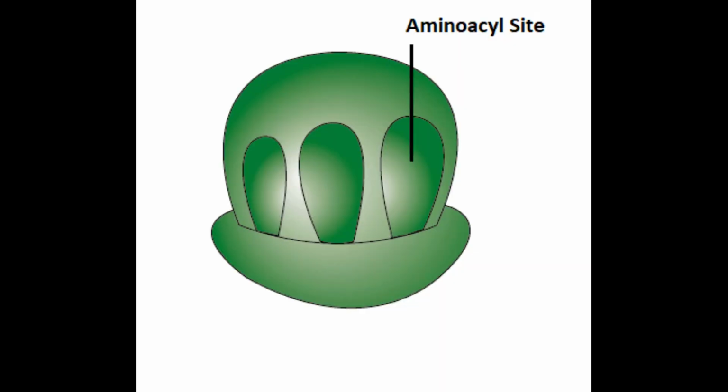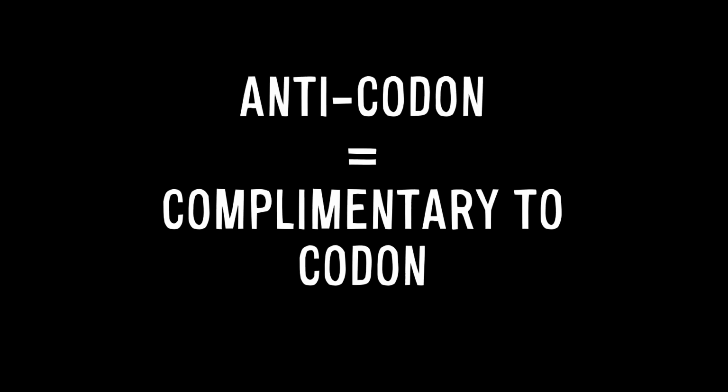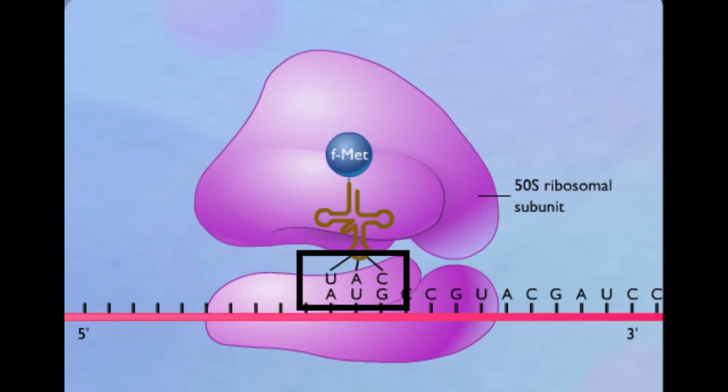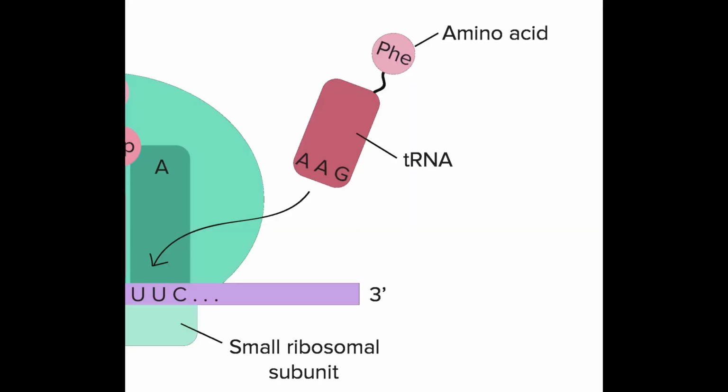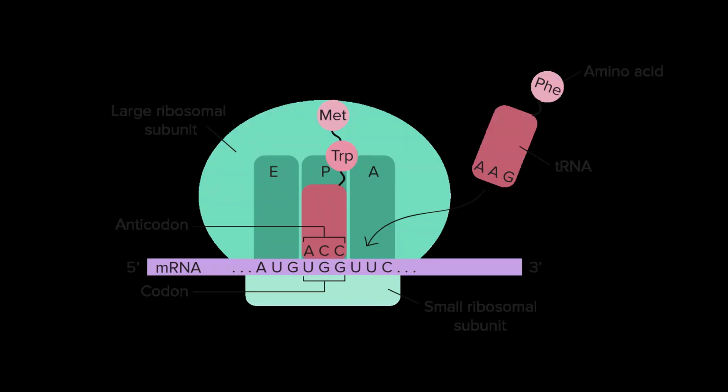At the A site, we also find transfer RNA, which has an amino acid attached to it, as well as an anticodon. The anticodon is a codon with a complementary code to the one being scanned through the A site. In this example, AUG's complementary code is UAC. By ensuring that both the codon and anticodon match, it ensures that the right amino acid is brought into the ribosome.